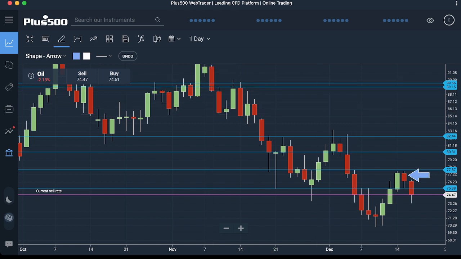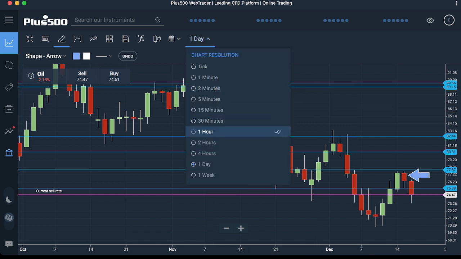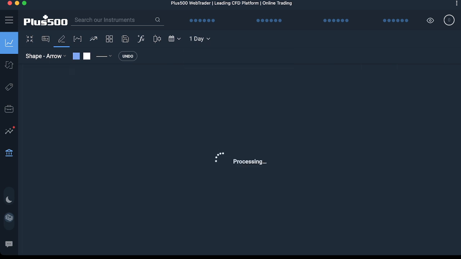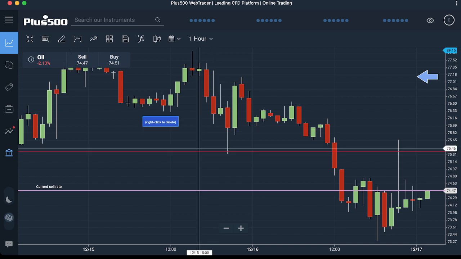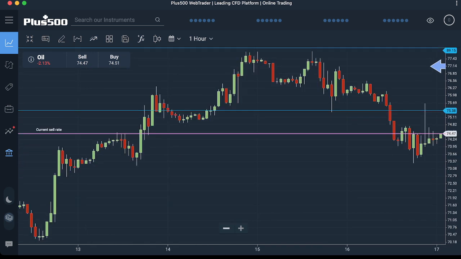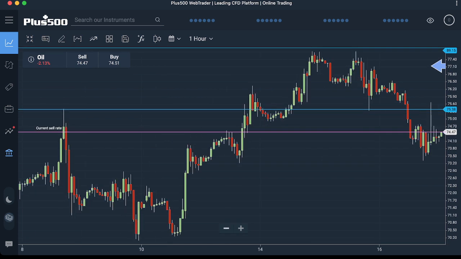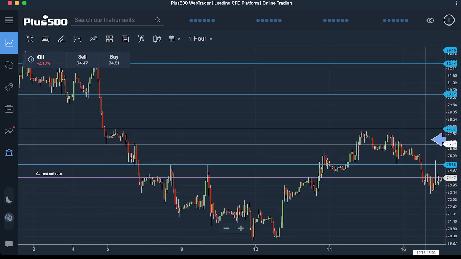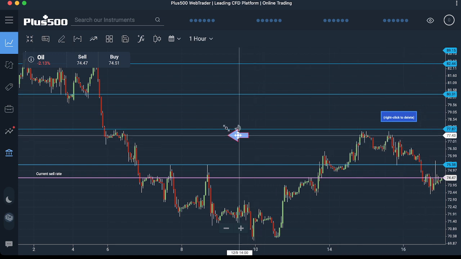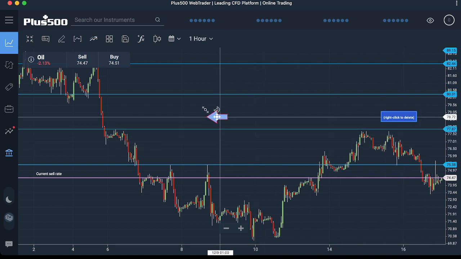I'm going to just jump to the 1 hour chart and show you how these levels are perfectly acting as support and resistance. So let me just take my arrow again so you will see which point I'm talking about.